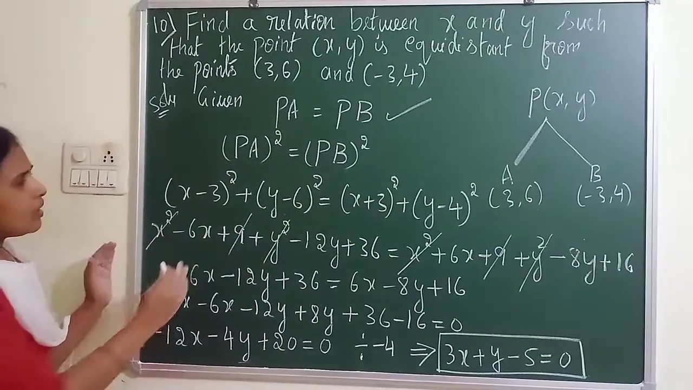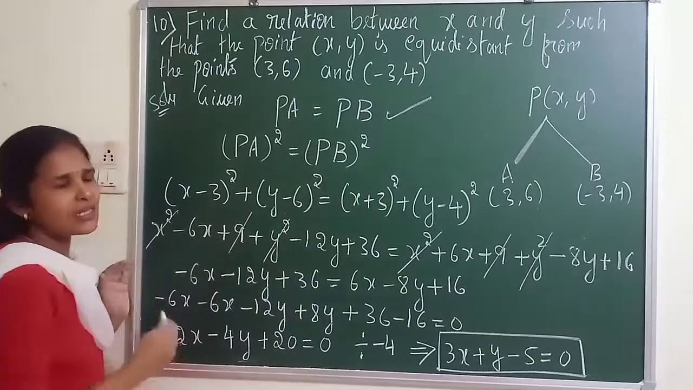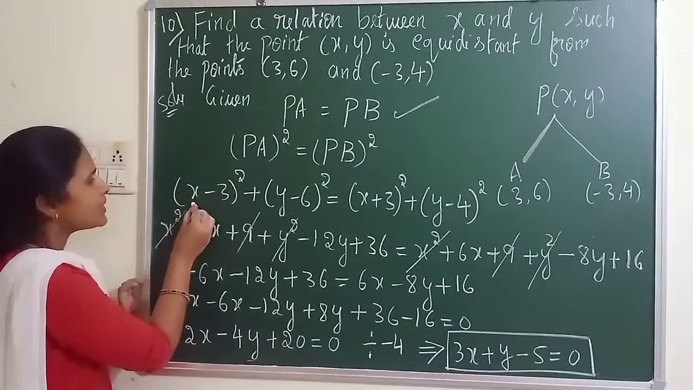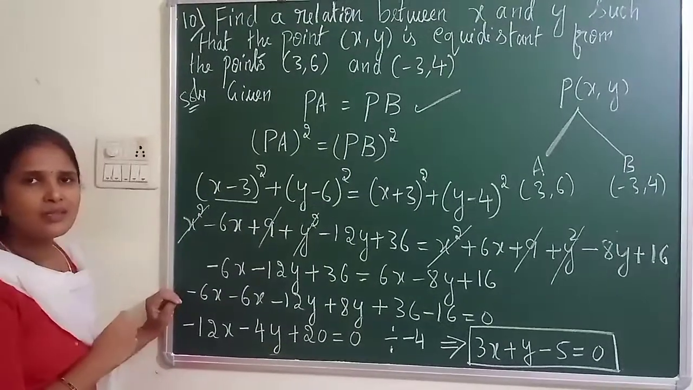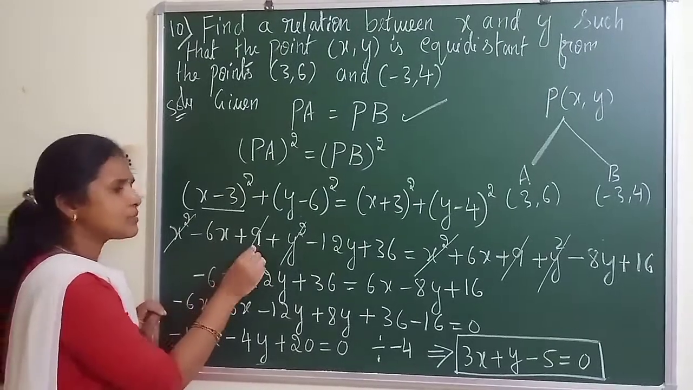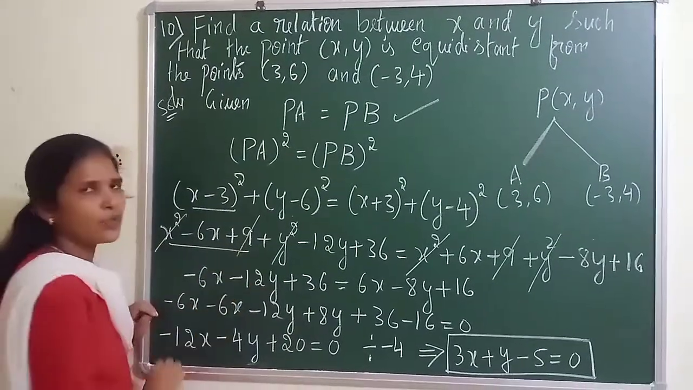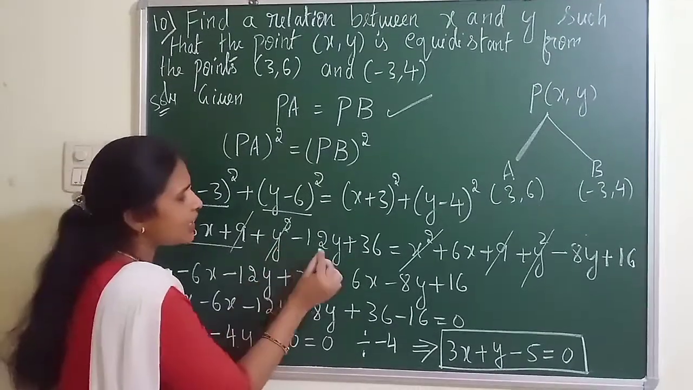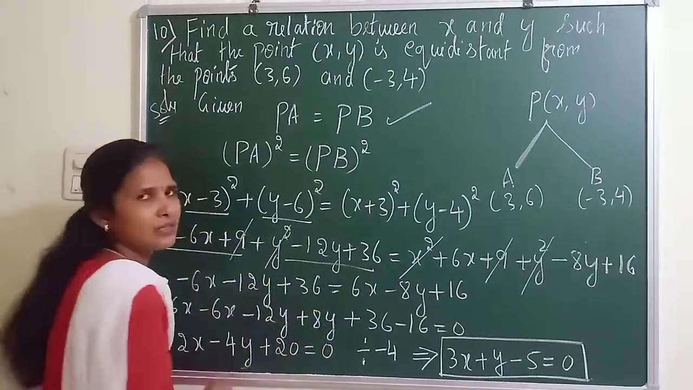So I got many squares of binomials here. You have to apply a plus b whole square or a minus b whole square and expand it. x minus 3 whole square, use the a minus b whole square formula. You get x square minus 6x plus 9. And again here apply a minus b whole square. You get y square minus 12y plus 36.